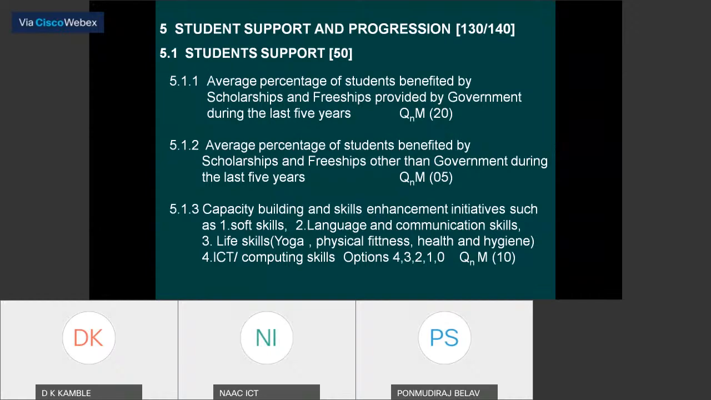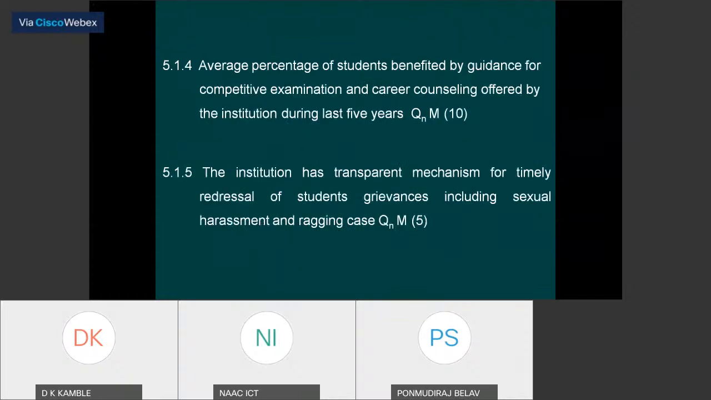Then capacity building and skill enhancement initiatives in the institution, such as soft skills, language and communication skills, or life skills in the form of yoga or physical fitness, health or hygiene, or ICT, computing, whatever facility is available in the institution, that record is required for this metric.